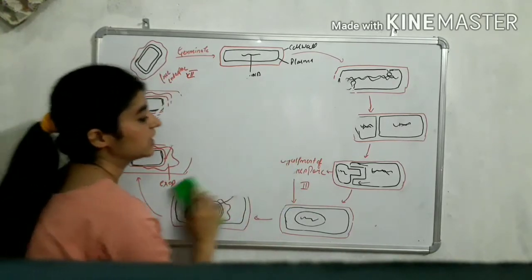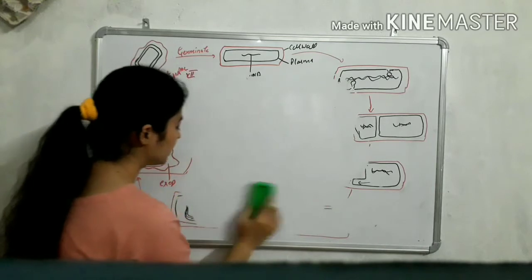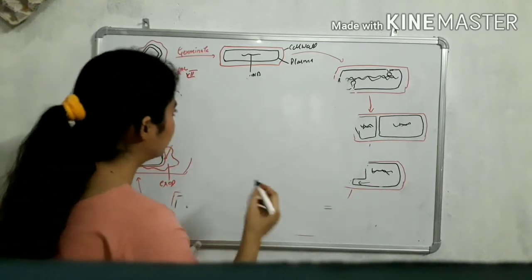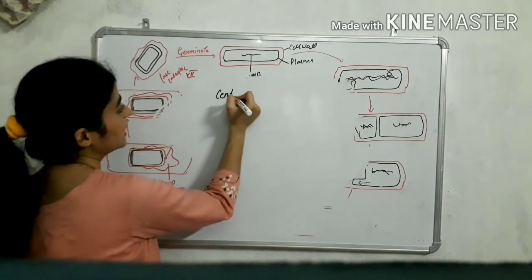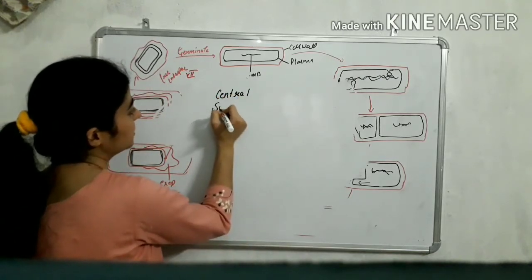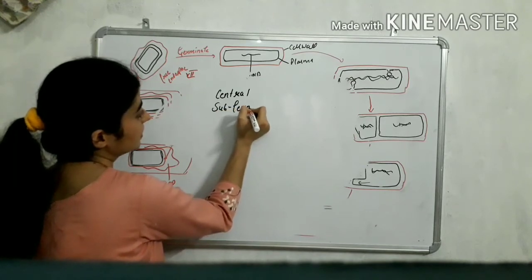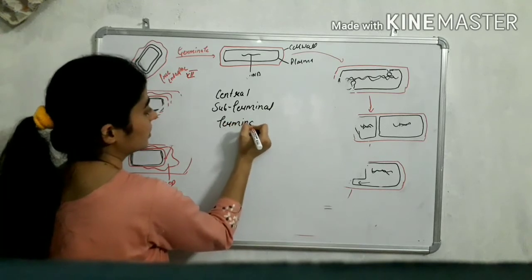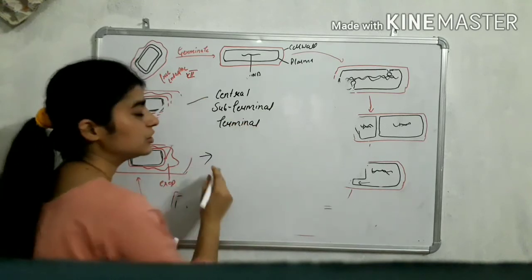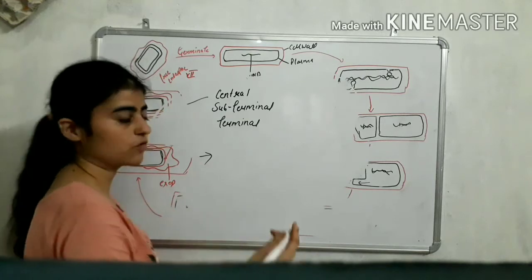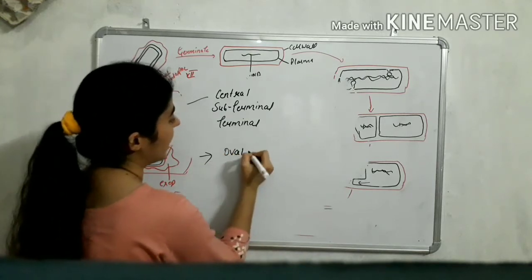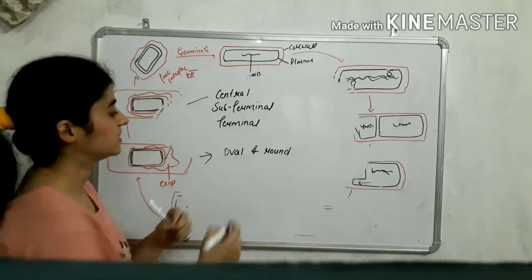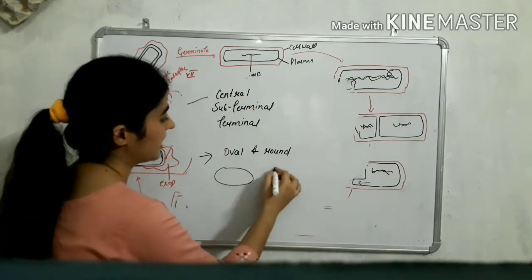Next we have the shape and position of the spores. Basically there are 3 positions of the spore. The first position is central, the second one is subterminal, and the third one is terminal. These are the positions, and there are two shapes of spores. One is oval and another one is round. Oval is somewhat like this and round is like this.